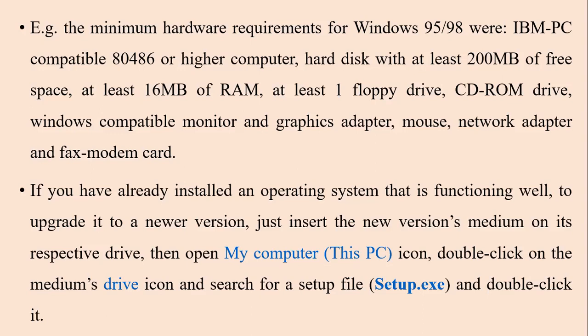Then open the icon that we call My Computer, though in Windows 10, for example, it is normally referred to as This PC icon. So you double click on that icon by the name My Computer or This PC, then you double click on the medium's drive icon. For example, if your storage media is drive E, you double click on the drive E icon. Once you do that, that drive's storage location will open, and from the list of files displayed, you look for a file by the name setup.exe. Once you see it, you double click it.